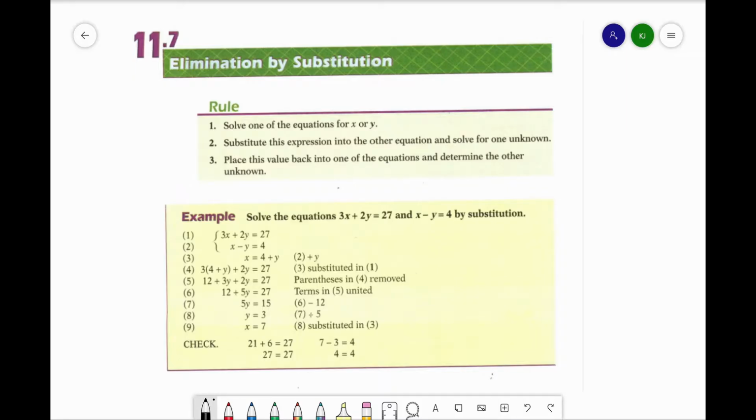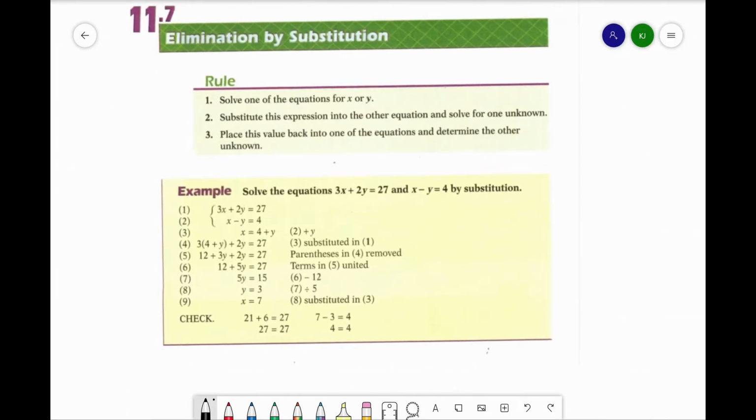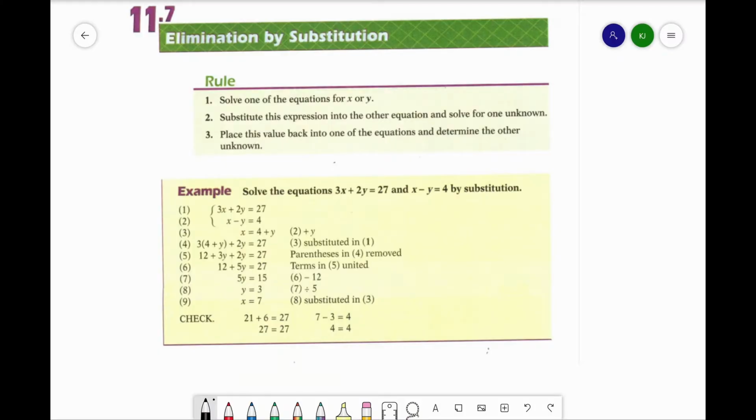So, today we're going to be in 11.7, elimination by substitution. Where yesterday we did elimination by adding and subtracting, today we're doing it by substituting one equation into the other. So this is a bit more intense and does have a bit more to it, but is fairly simple in all concepts. So we have 3 rules right off the bat. Solve one of the equations for x or y, which we all know how to do. Substitute this expression into the other equation and then solve for one unknown. So if you solved for x originally, then you're going to take what you have for x, plug it in, and solve for y. Then you're going to place this value back into one of the equations and determine the other unknown. I understand that sounds a bit confusing, but I think it'll make more sense after we go through our example here.